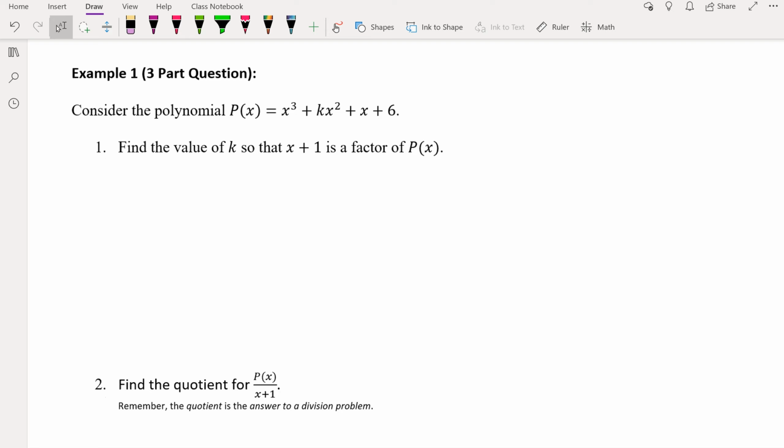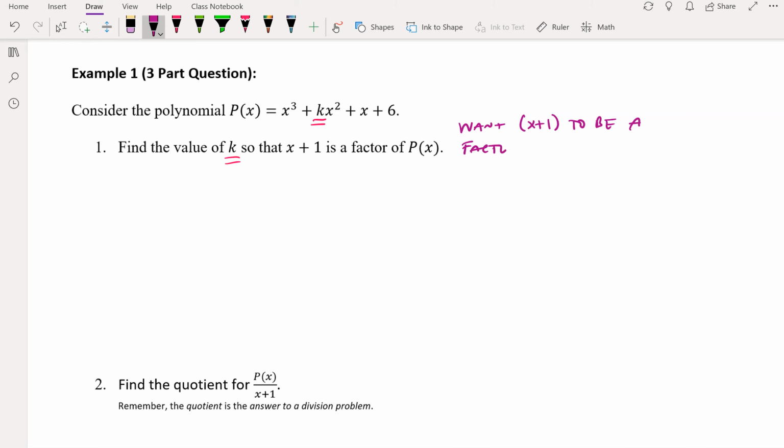All right, consider the polynomial p of x equals x cubed plus kx squared plus x plus 6. Find the value of k. All right, so really quick, I'm going to make note. We're trying to find this so that x plus 1 is a factor of p of x. Okay, so really quick, we're going to write down a note. We want x plus 1 to be a factor.